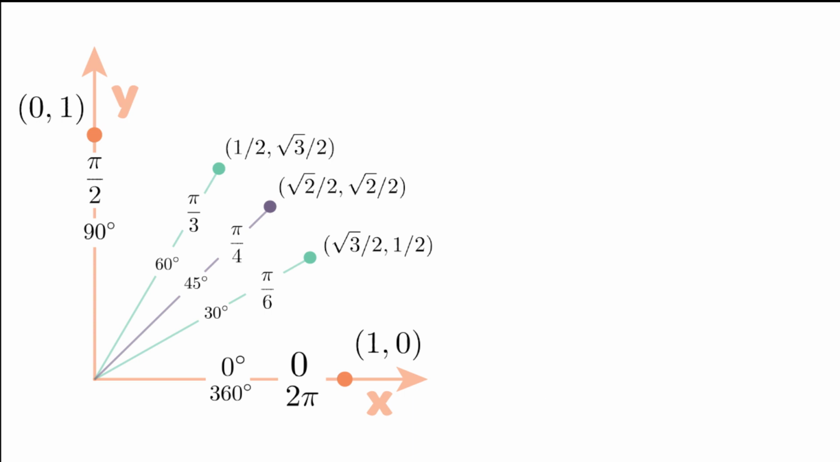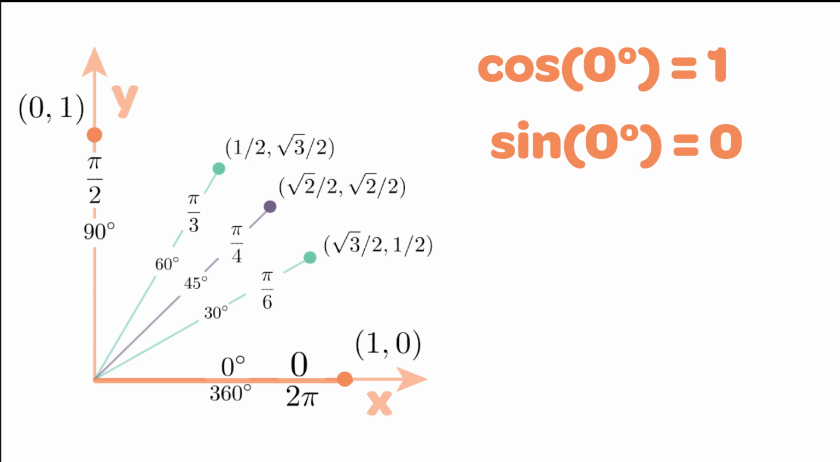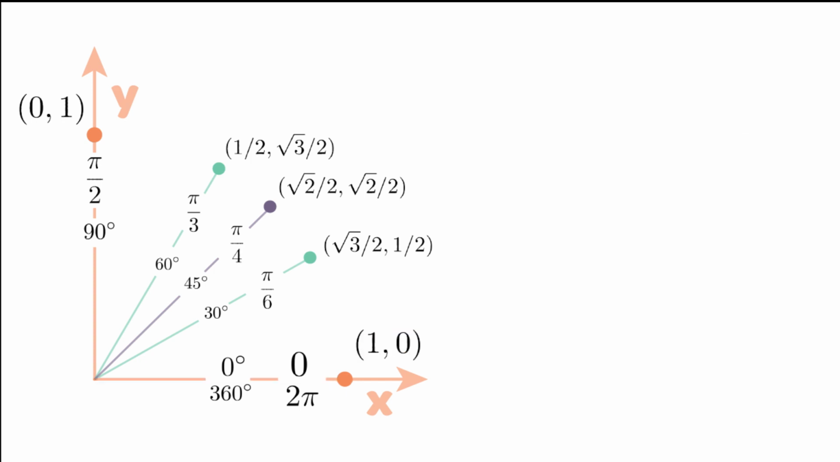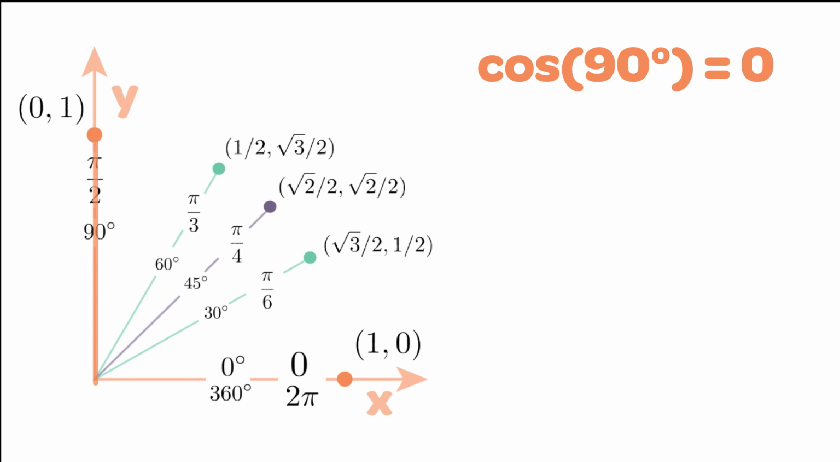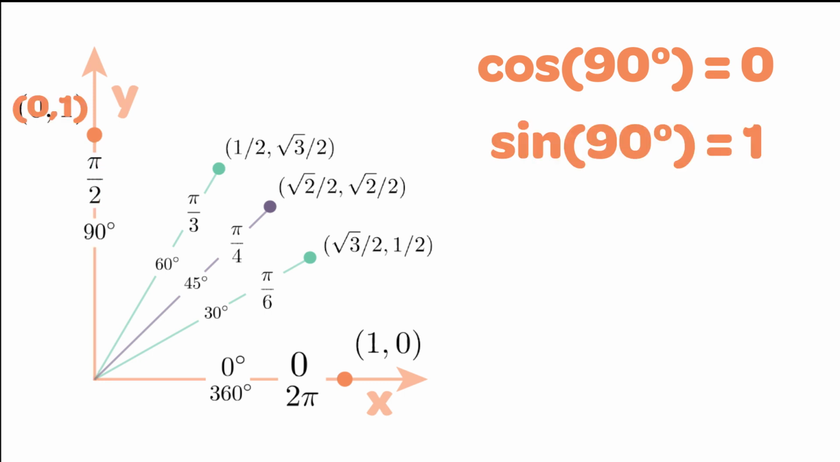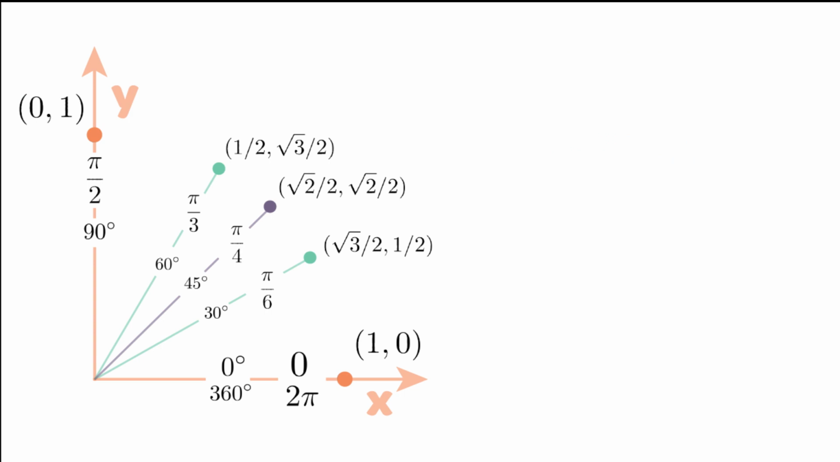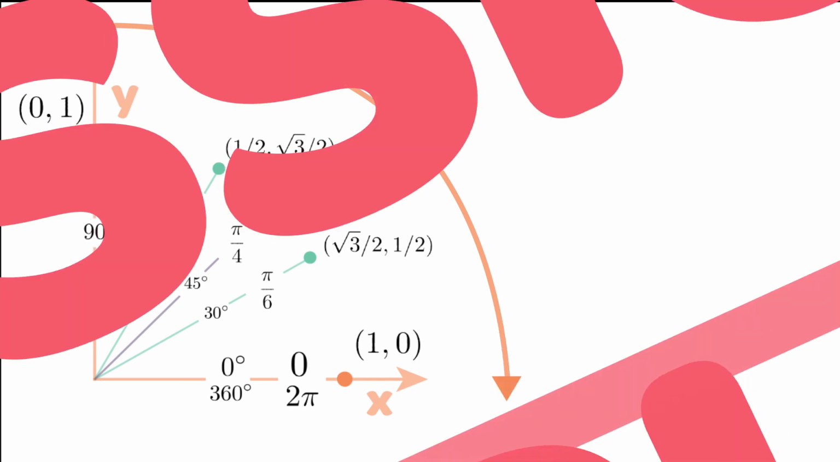Let's find the coordinates of 0 and 90 degrees, or 0 and pi halves. So cosine of 0 degrees is 1, and sine of 0 degrees is 0. Cosine of 90 degrees, or pi halves, is 0, and sine of 90 degrees, or pi halves, is 1. Sweet! Now we've got the first quarter of the unit circle. But guess what? That's the best part. You only need to know this quarter of the unit circle, and you have the rest of it mastered.